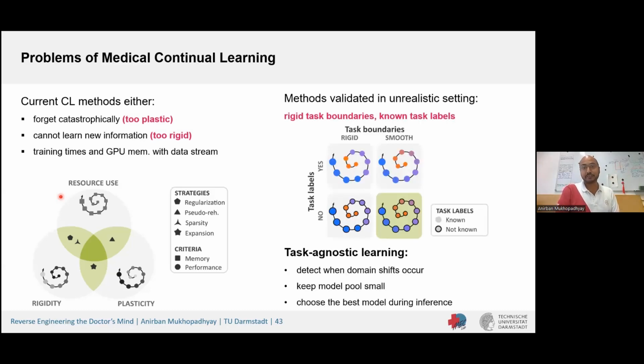The second problem, I guess, is pretty close to the other problem of validation. Along with the metric, the problem comes with the setting in which you are validating your method. The problem really is that often continual learning in settings such as computer vision is validated with rigid task boundaries, where we know about the task levels.